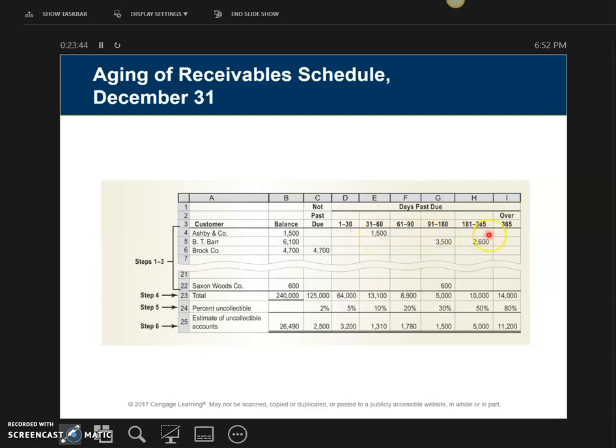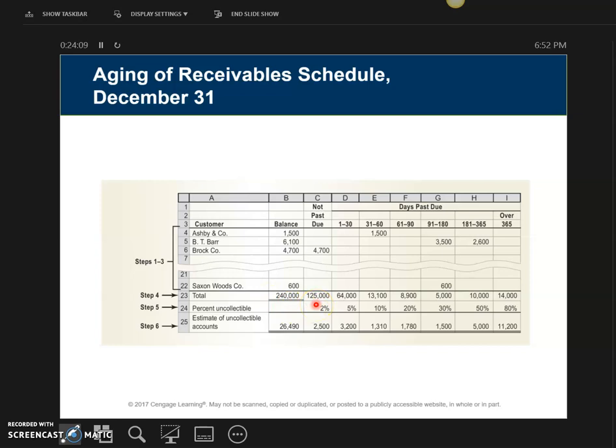When you get over here, 181 days past due, that's more than 6 months. That's actually 7 months or longer. And over here is over a year. I have a total, and they're just showing you, there's lots of customers here. I can't show you the whole slide, or otherwise we won't be able to see it. The total customers owe me $240,000.